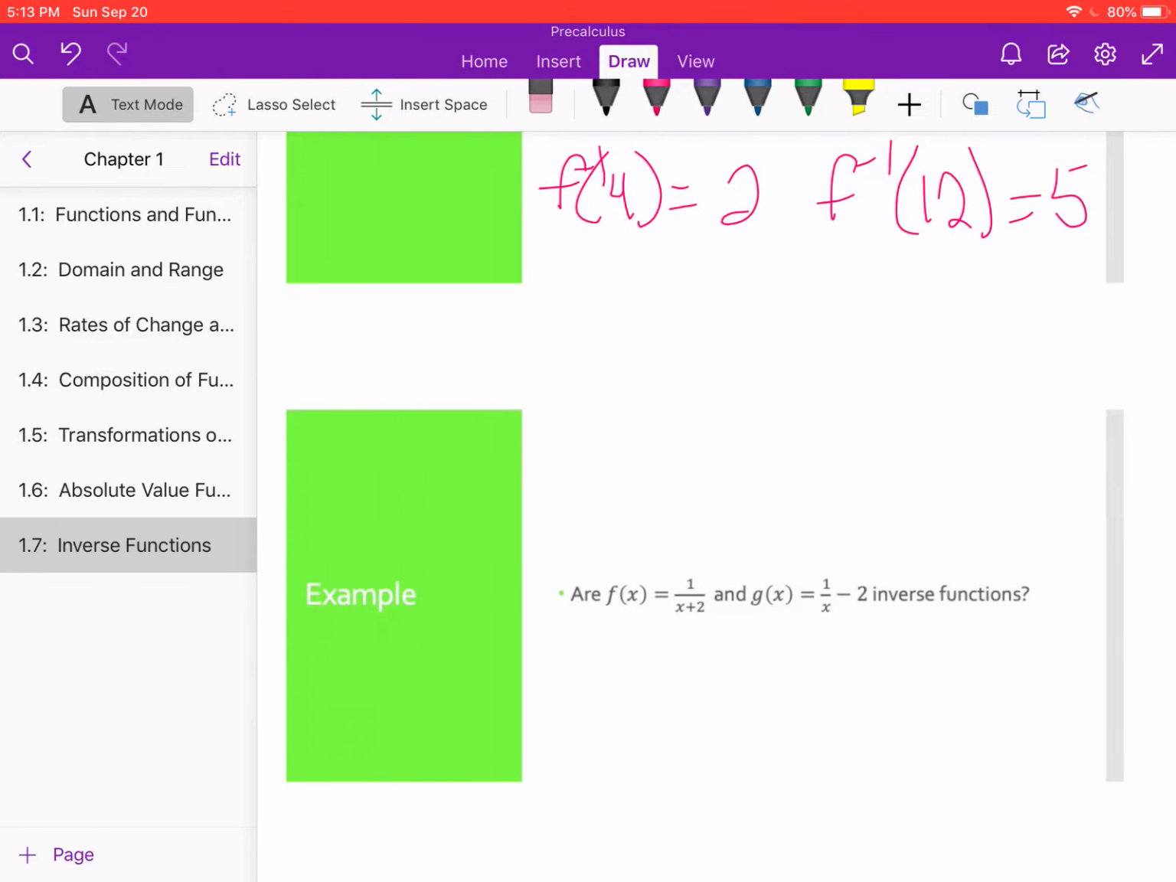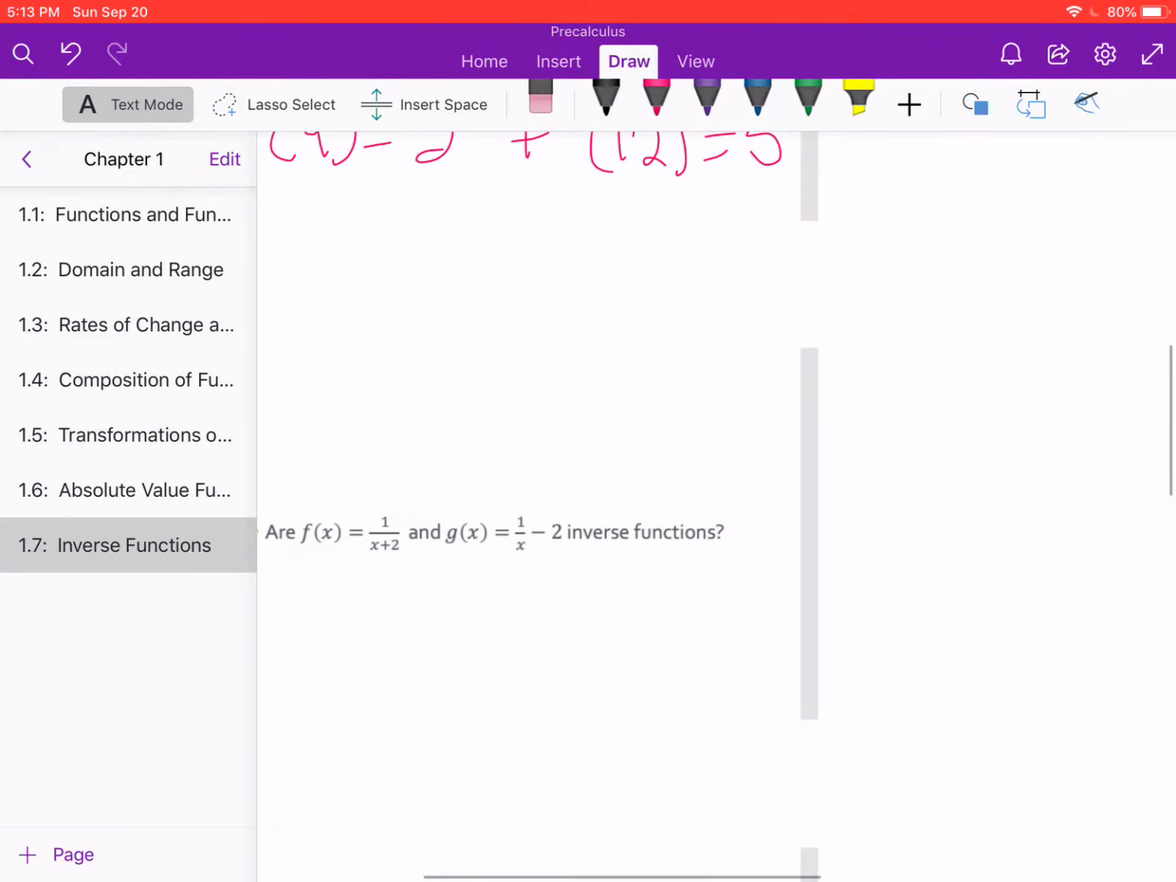Our f of x equals 1 over x plus 2, and g of x equals 1 over x minus 2. Are they inverse functions? So let's figure it out using f of g and g of f. So let's do f of g, f of g of x. So remember, composition of functions, that's the same thing as f of 1 over x minus 2.